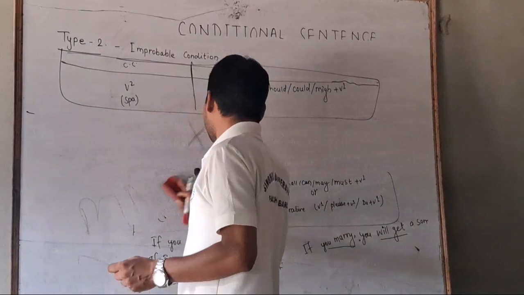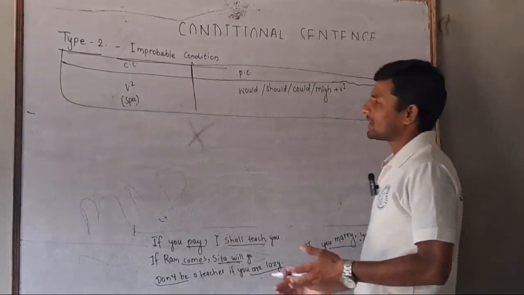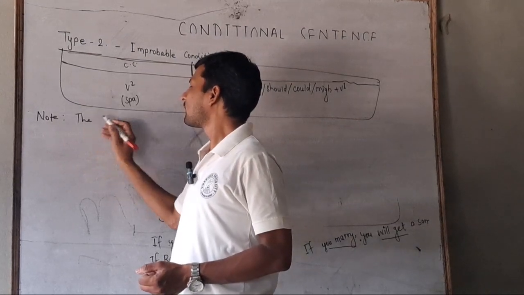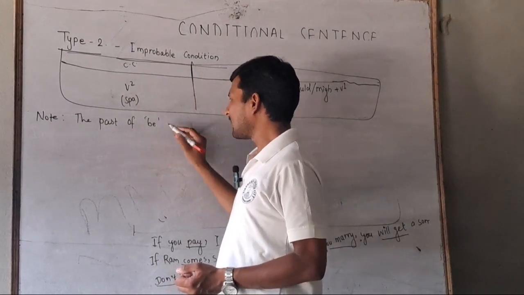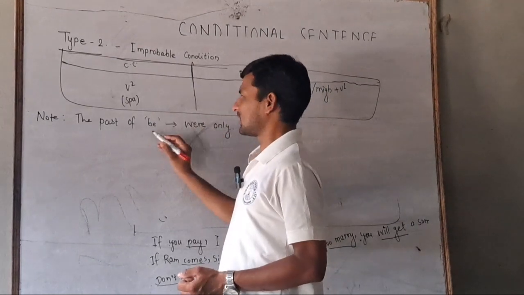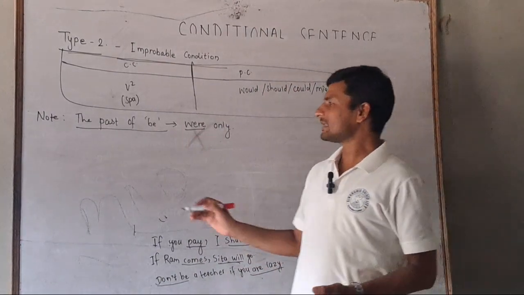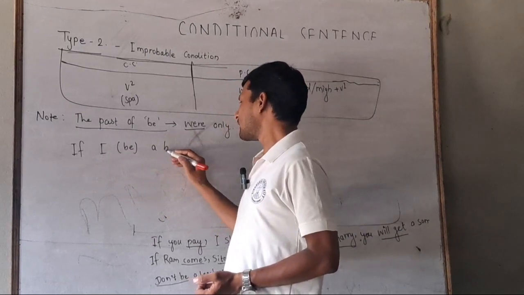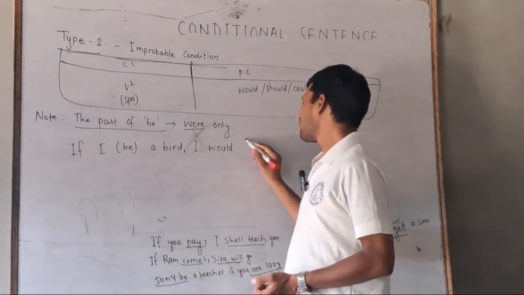One thing you have to note here is that the past of be verb is only were. Was is not used here. Like this, if I were a bird, I would fly.